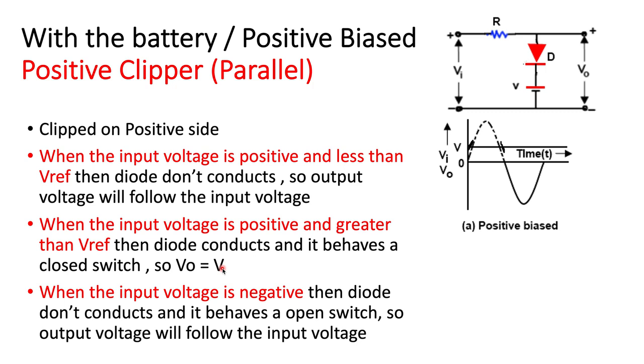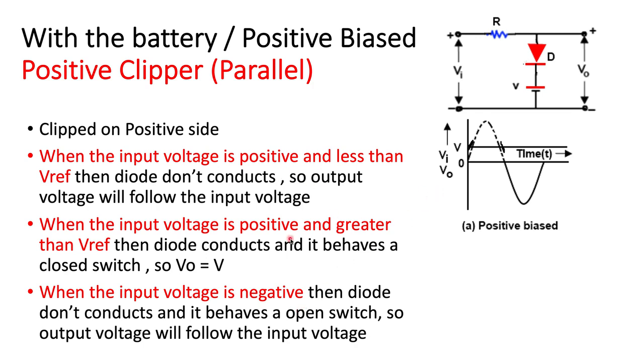When the input voltage is negative, then the diode doesn't conduct and it behaves as an open switch. So the output voltage will follow the input voltage. This third statement is exactly a repetition of the first statement. I just added it only.